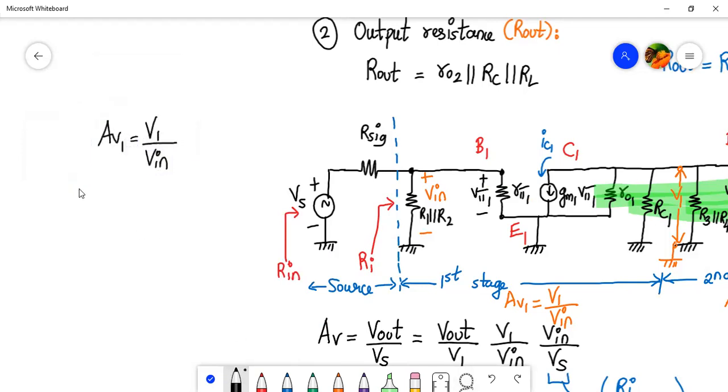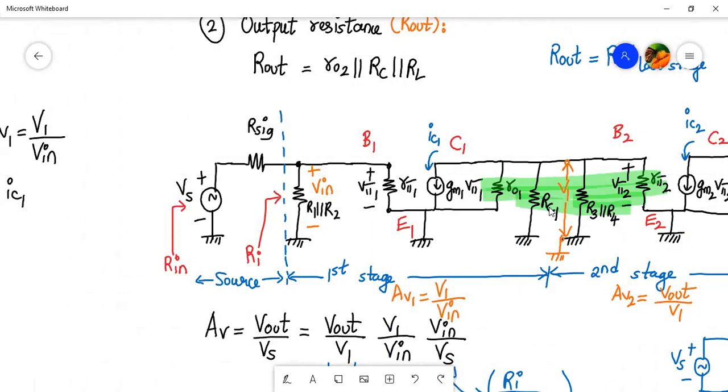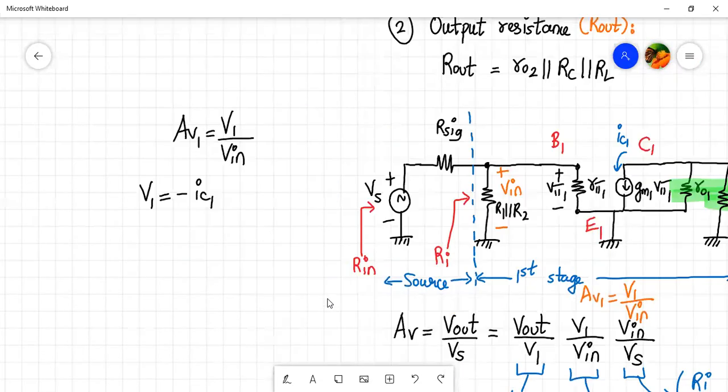Okay. So I can write V1 is equal to minus of IC1 into these many resistances. Okay, total 5 resistances in parallel: R01 parallel to RC1, parallel to R3, parallel to R4, parallel to R pi 2. Okay, so we'll write it systematically over here.